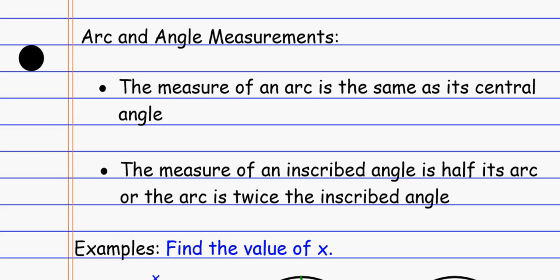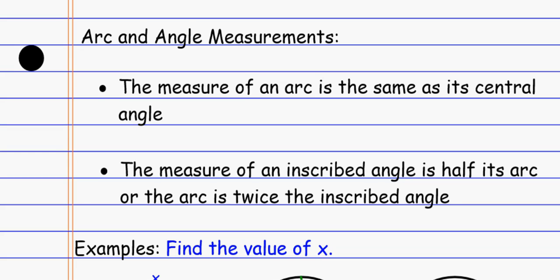So the measure of an arc is the same as its central angle. So if an arc is formed with a central angle, the measurements are the same. So the angle measurement for the angle and the angle measurement for the arc will be identical when we're talking about a central angle, okay?